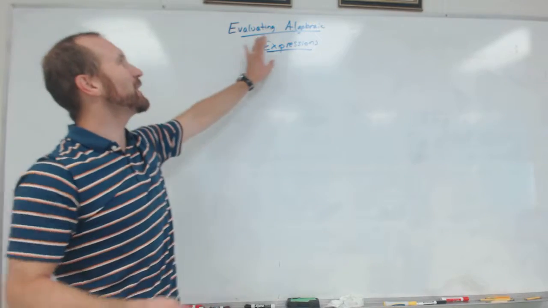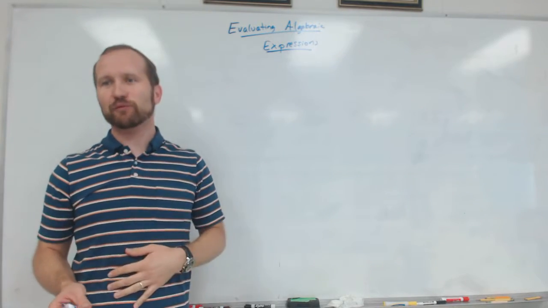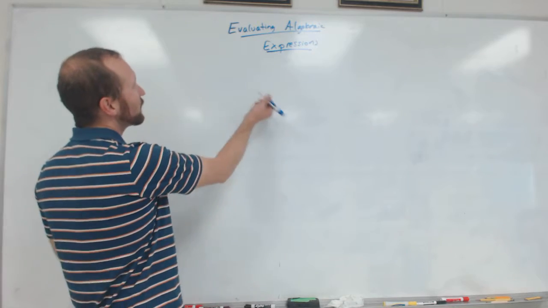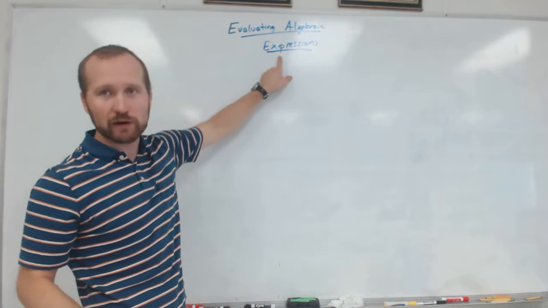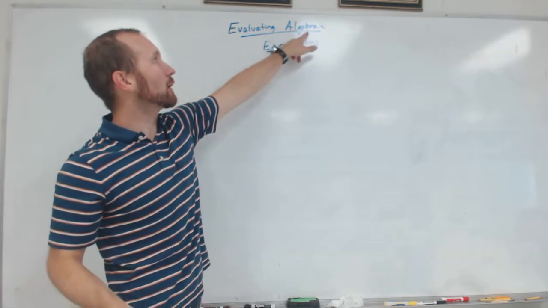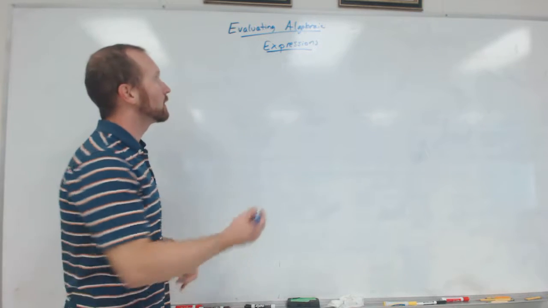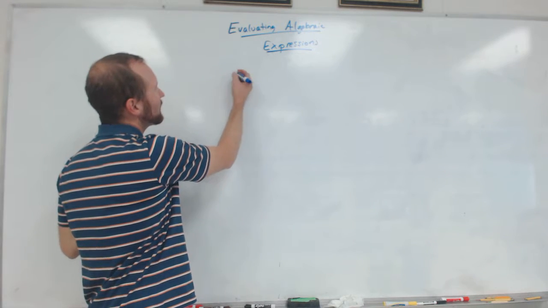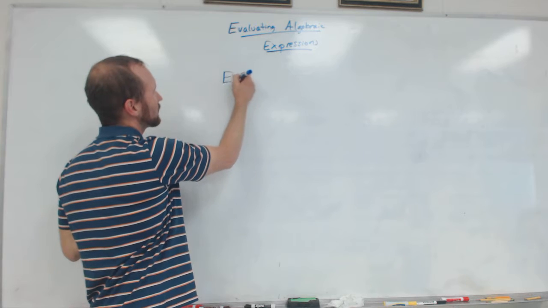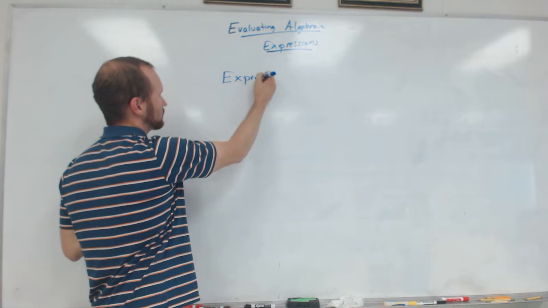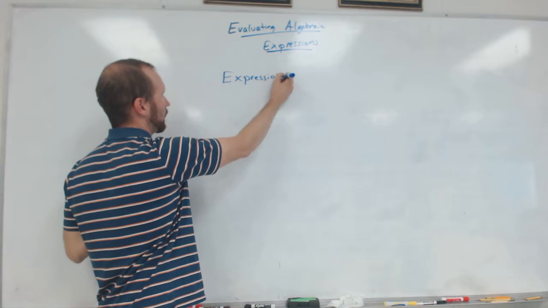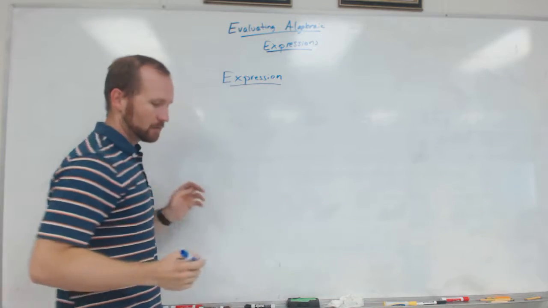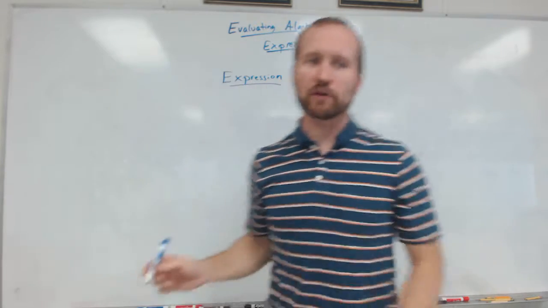All right, evaluating algebraic expressions. So the first thing we're going to talk about is this word right here, and this word right here. Right? So when we talk about an expression, what do we mean in algebra or in pre-algebra?